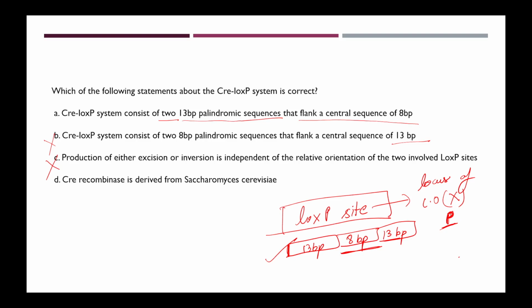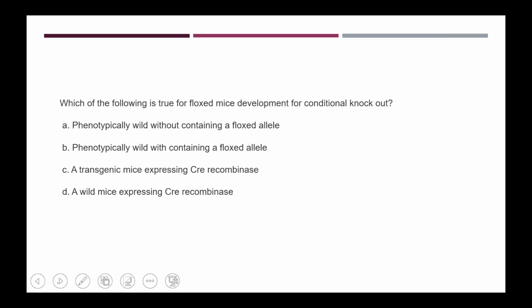Last is Cre recombinase is derived from Saccharomyces cerevisiae. Is it correct? No, ma'am. Then it is derived from? Yeah. So this first one is the only correct option. Okay. Which of the following is true for floxed mice development of conditional knockout?